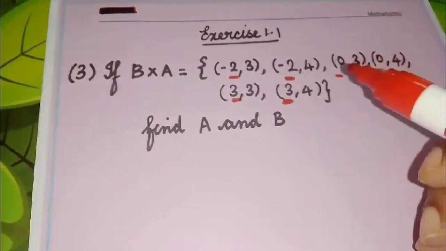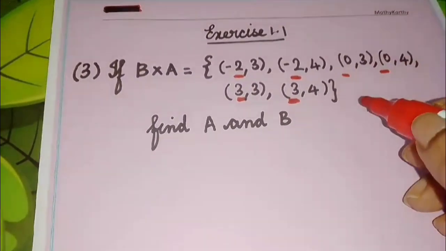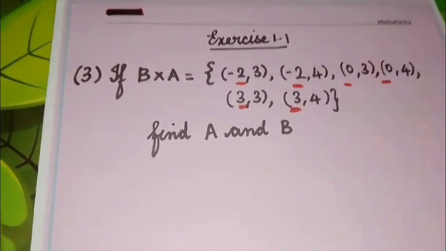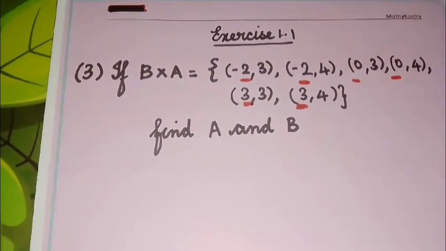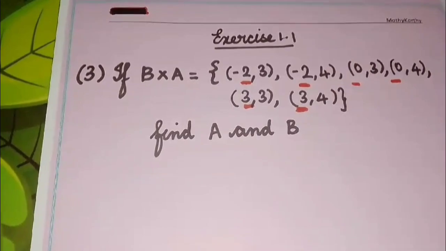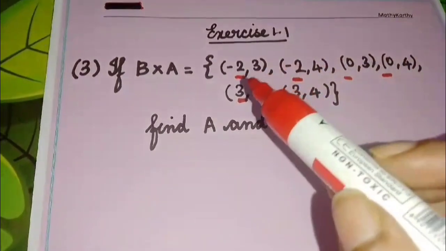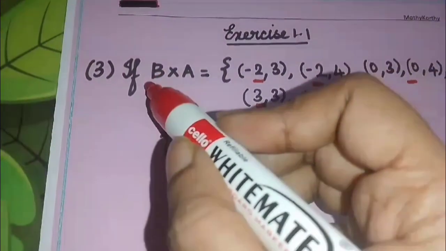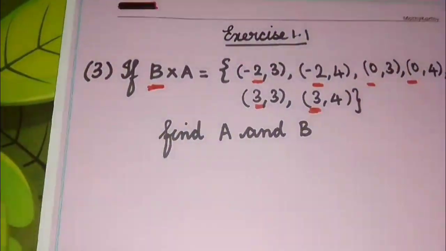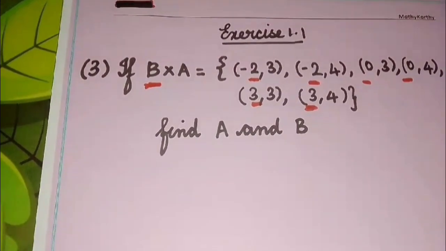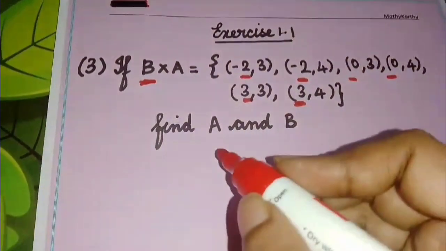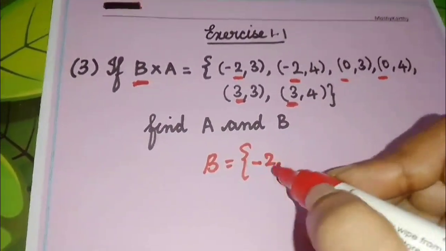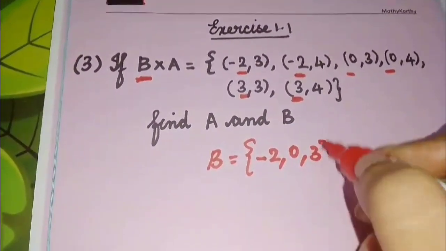So what are the first elements? It's nothing but -2. It's just repeated again. 0 is just repeated again. 3 is repeated again. So these three elements alone. That's -2, 0 and 3. But do they belong to A? No. They belong to B because here B is the first set which is taken for the cross product. So our B will be nothing but -2, 0 and 3.